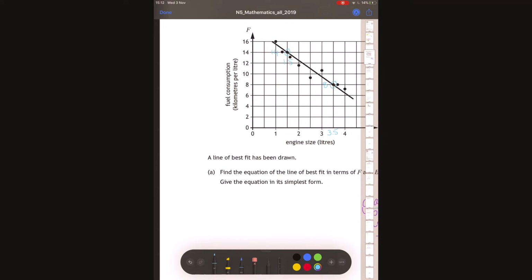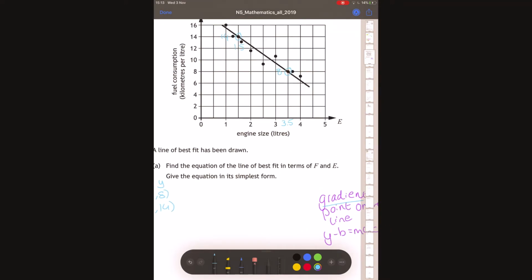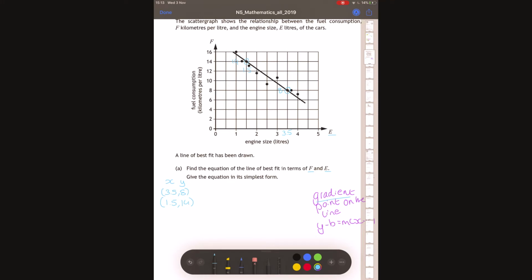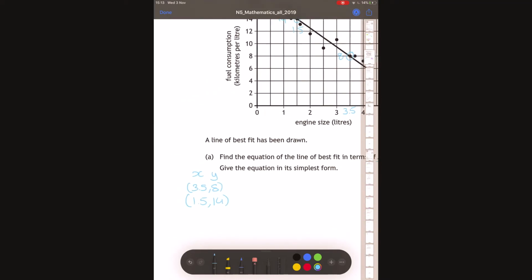So I like to draw myself this little grid, shall we say. So I'll put my point 3.5, 8, and 1.5, 14. Now I like to label this too, just to remind myself. So this is x and this is y. And just a quick aside, although we're finding it in terms of F and E, and this is all being replaced, just work through it in x and y, and then you can change it to in terms of F and E at the end, because you'll be used to working in x and y, and it's just more comfortable and familiar, and it should reduce the likelihood of you making a mistake.